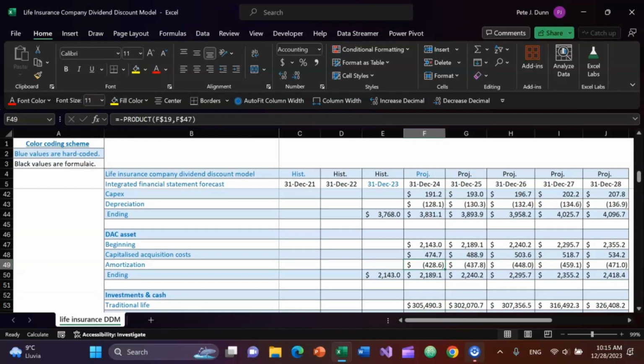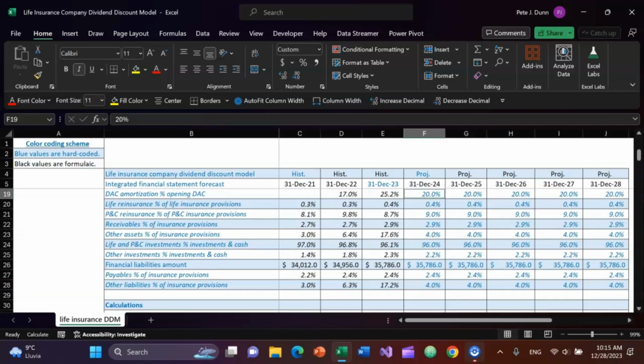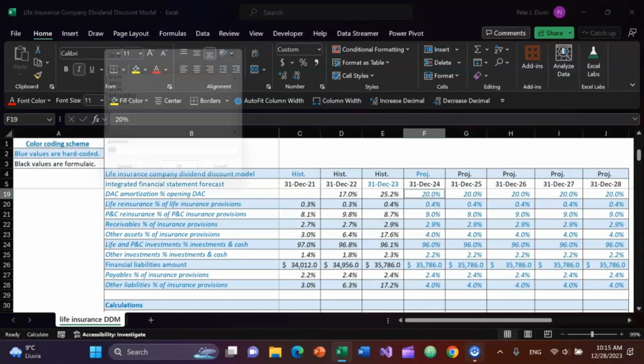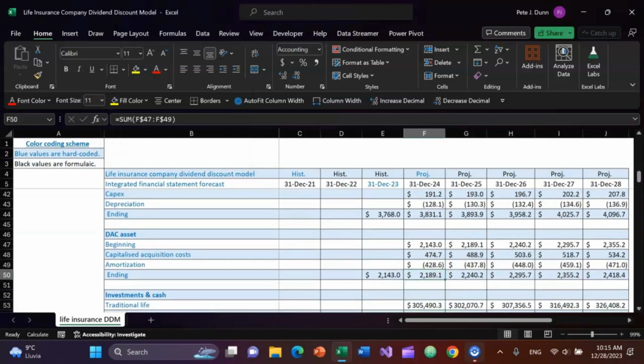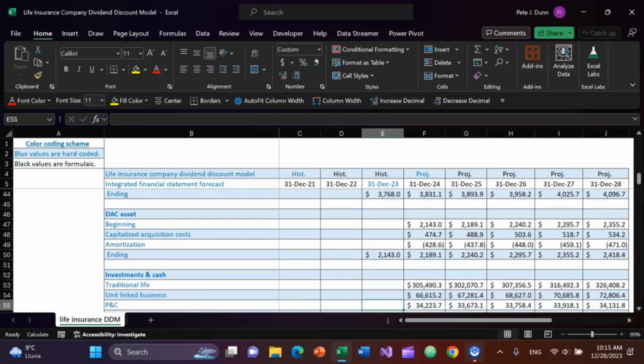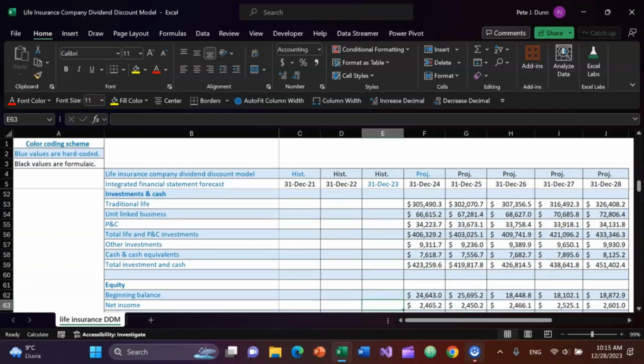Amortization is a product of the beginning balance and an assumption in row 19. Control left bracket to see that. That's the deferred acquisition cost amortization assumption of 20% of open deferred acquisition costs. In other words, the beginning balance. F5 enter to get back. And you sum up F47 through F49. Lock that in with a mixed reference to flesh out the ending number. Those are the three key schedules.